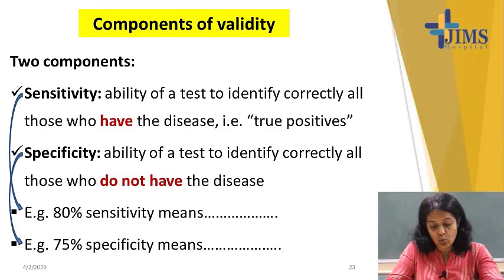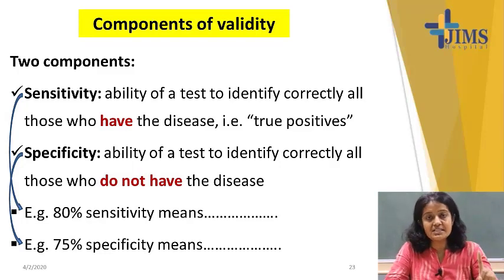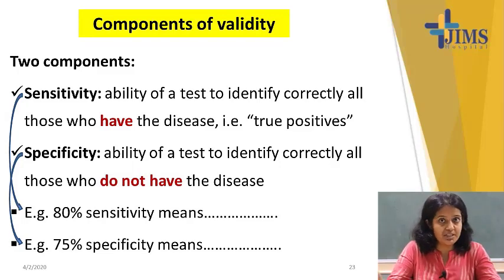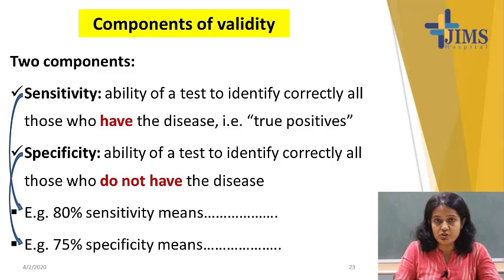Validity has two components. First is the sensitivity. Sensitivity means what? True positive. Sensitivity is true positive. It is a very common MCQ. What is sensitivity? True positive, true negative, false positive, false negative. Four options come and we have to take the true positive one.